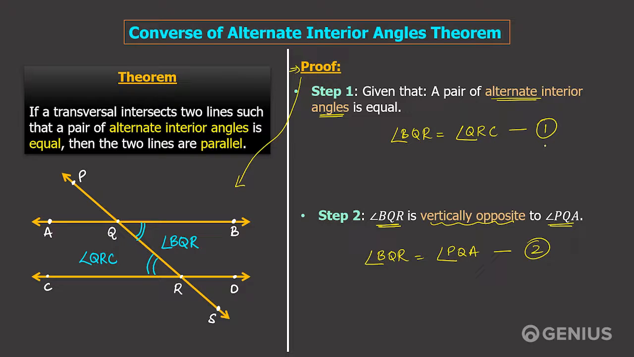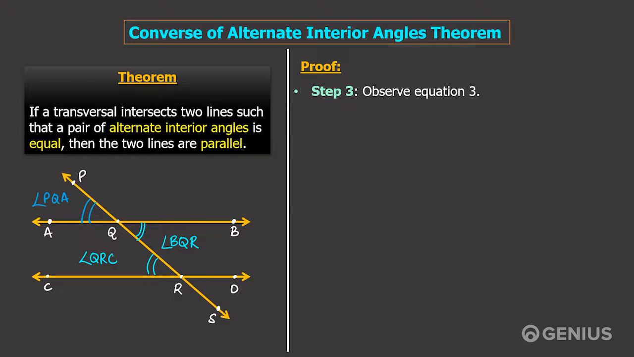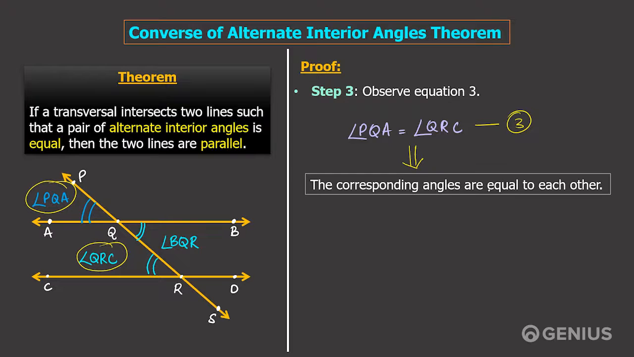अब look at equation 1 and equation 2. They both are equal to each other. तो therefore, angle PQA is equal to angle QRC. और ये है हमारी equation number 3. अब observe करो equation number 3 को. The angles PQA and QRC are corresponding angles. Equation 3 says that ये जो corresponding angles हैं are equal to each other.